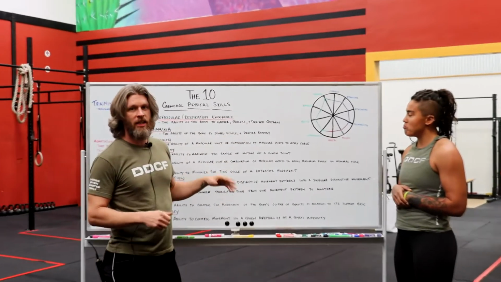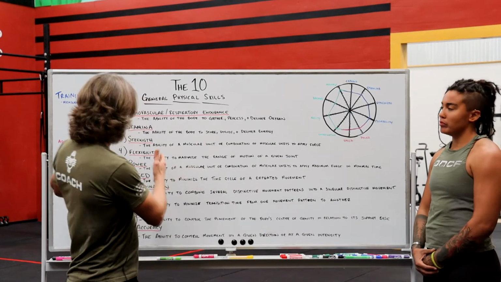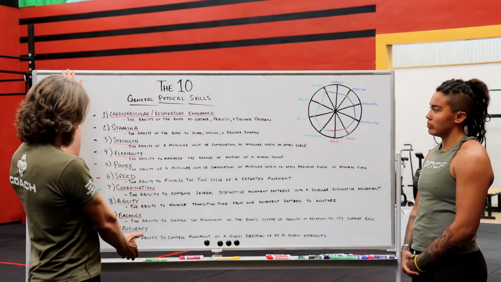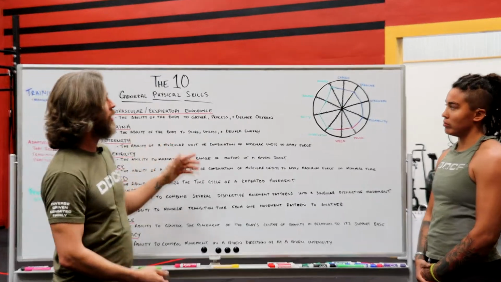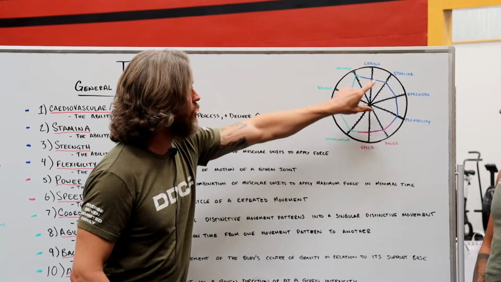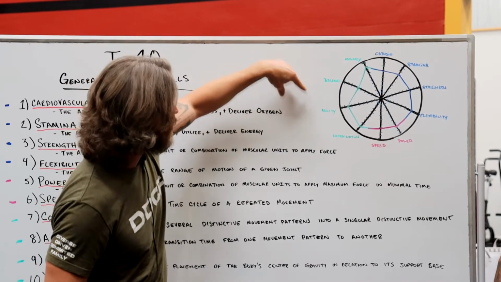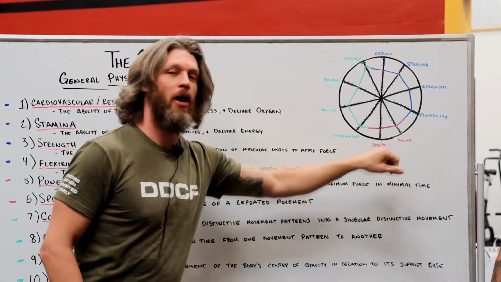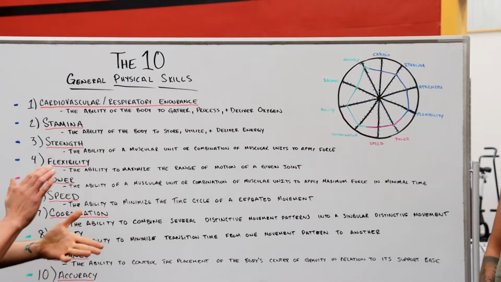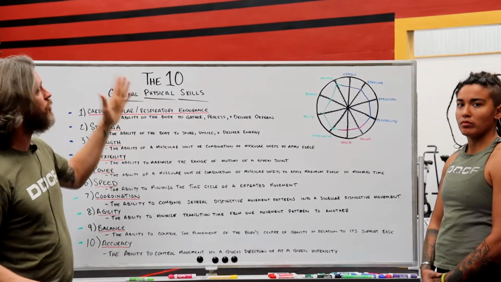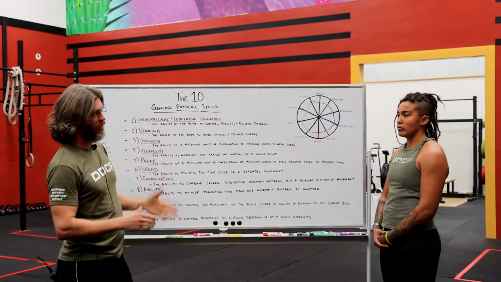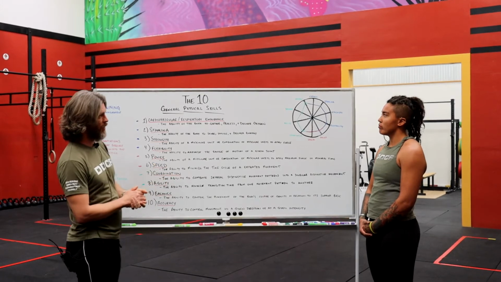But what we have here is just a visual representation of Natalie's skills. So we've got all the blues here, the cardio, the stamina, the strength, flexibility. Then we got the greens, accuracy, balance, agility, and coordination, and speed and power down here. So Natalie, would you like to tell us how you have rated yourself and what that means to you? We can look for strengths and weaknesses and stuff like that.